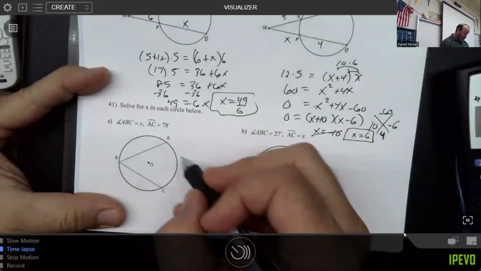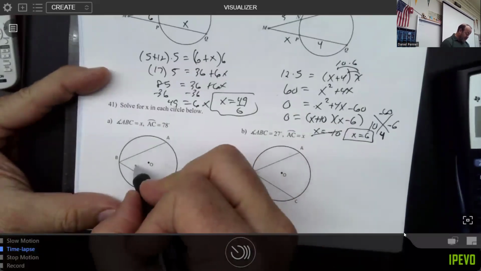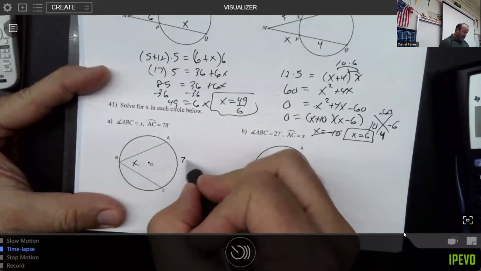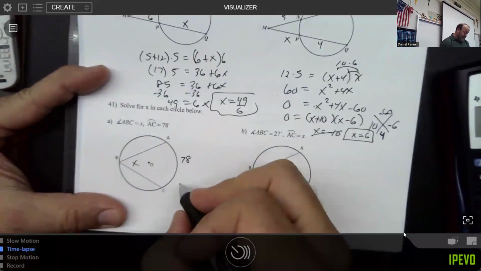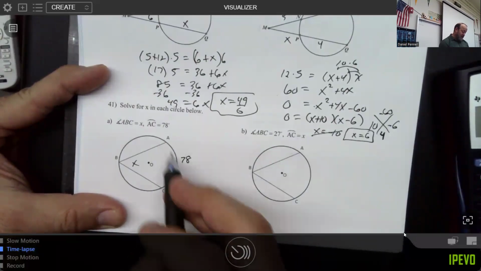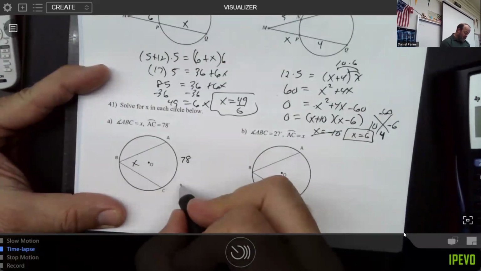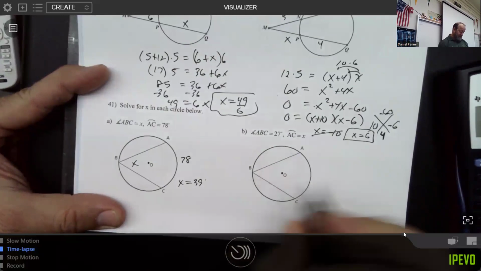This says that the angle ABC is x, but its arc is 78. And so that means the relationship is that the angle is always half the arc, so x should be 39 degrees. Easy peasy.